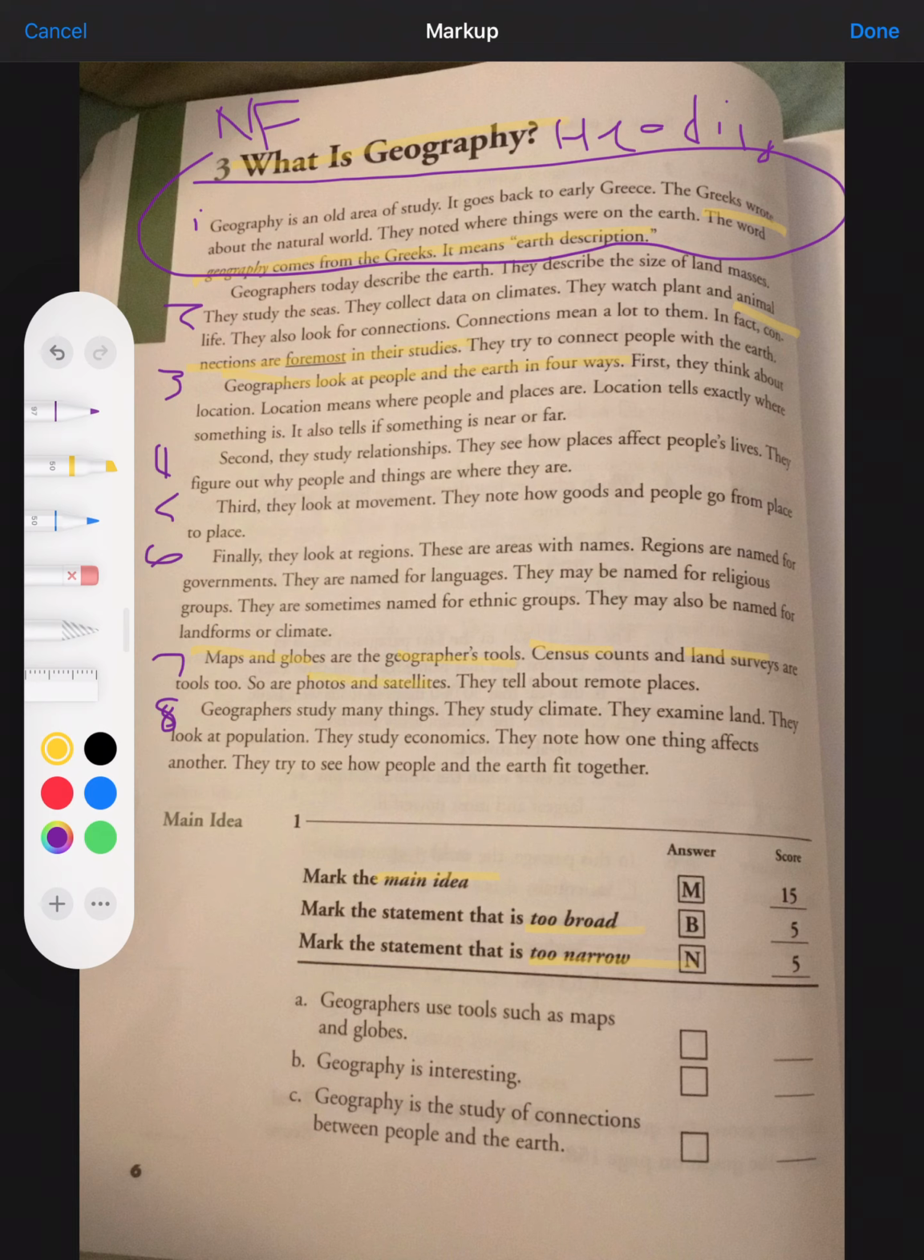Geographers study many things. They study climate, examine land, they look at population, they study economics, they note how one thing affects another, they see how people and the earth fit together. Please highlight: geographer, study climate, examine land, look at population, study economics, note how one thing affects another, and see how people and the earth fit together.